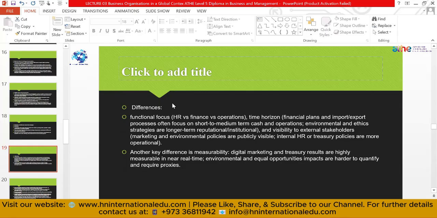Another key difference is the measurability. Digital marketing and treasury results are highly measurable in near real time. That is, we can actually see the growth. Many influencers are sharing their screenshots of how many people have shared, reshared, saved, reposted their post. That is what measurability is all about. Environmental and equal opportunities impacts are harder to quantify and require proxies. Definitely, country to country, we have to work on different proxies. Some countries allow certain websites.